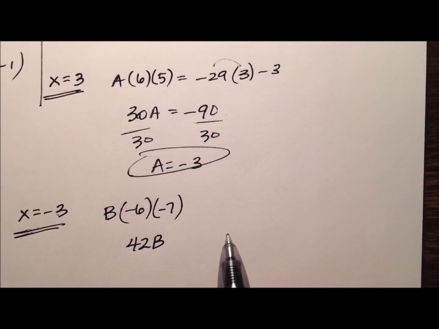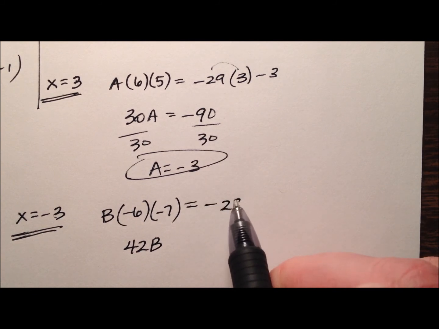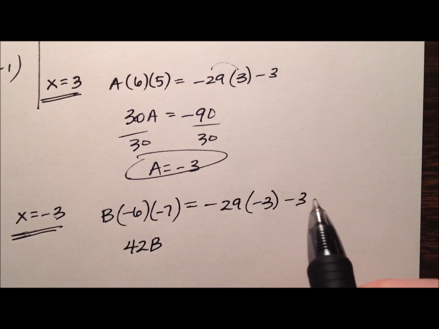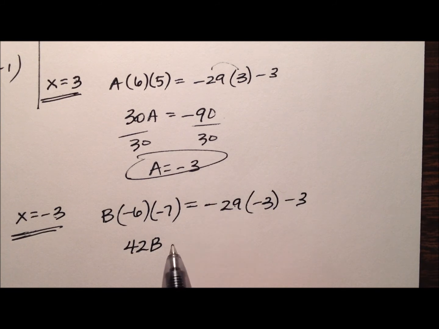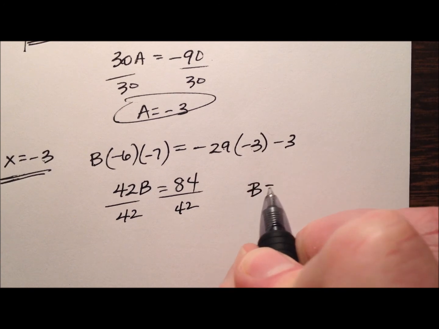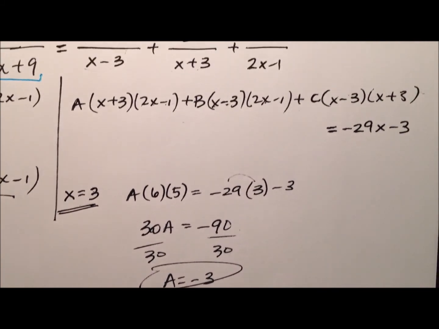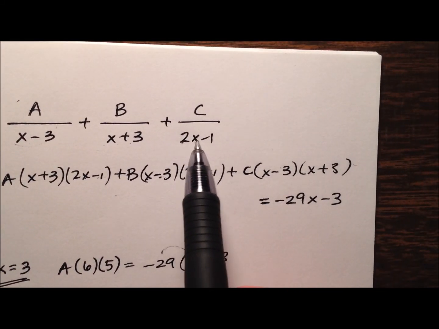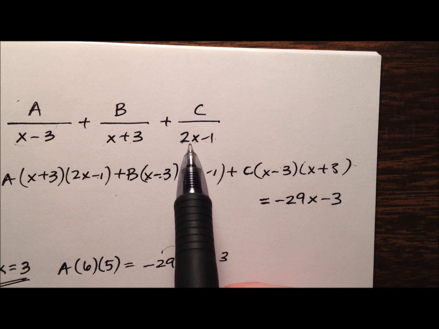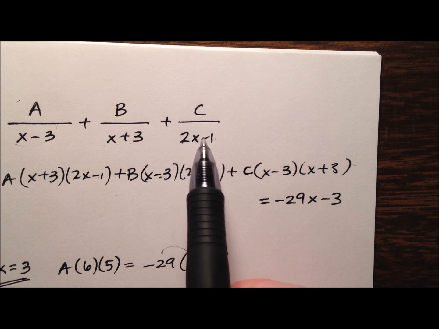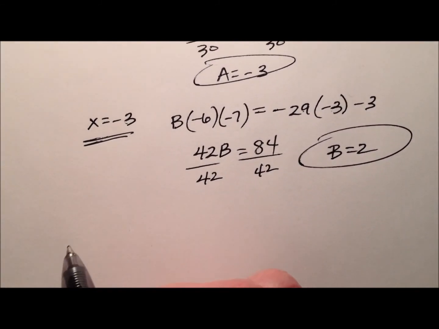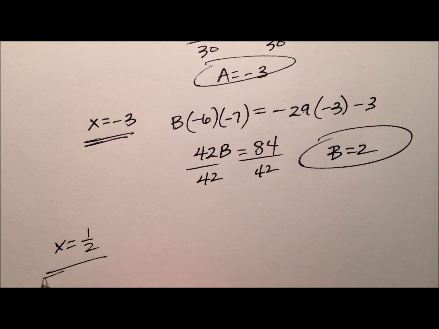Okay, so the negative 3 that I plugged in, we'll do this. So negative 29 times negative 3 is positive 87 minus 3 is 84. Hey, that actually was pretty nice too. So it looks like b equals 2. Okay, so finally then, the last one is 2x minus 1. So if I put a 1/2 in here, 2 times a half is 1, 1 minus 1 is 0. So I'm going to say x equals 1/2.